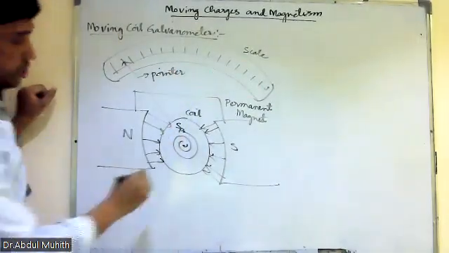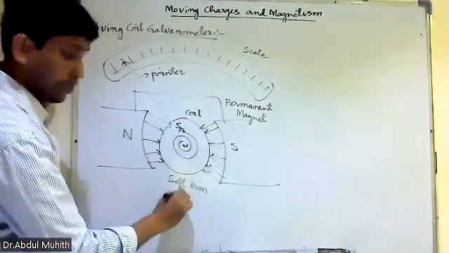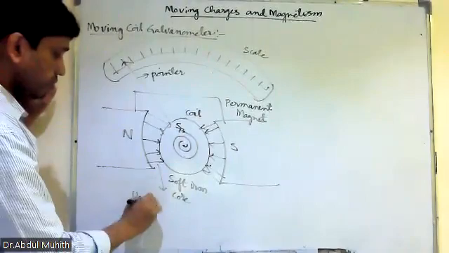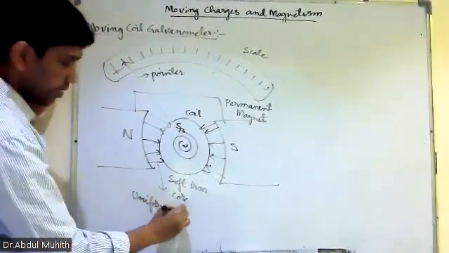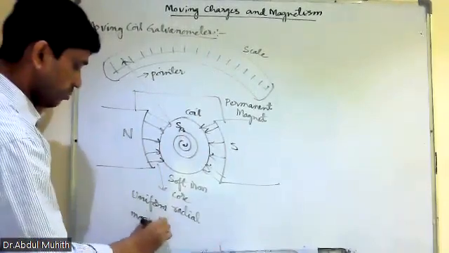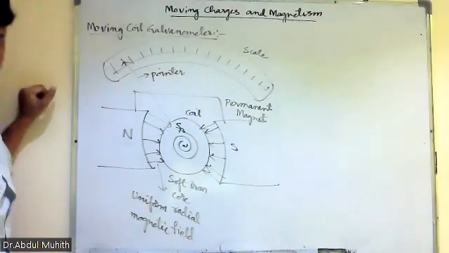Now, this one is said to be the soft iron core. This is the soft iron core, and this one is a uniform radial magnetic field. Uniform radial magnetic field.